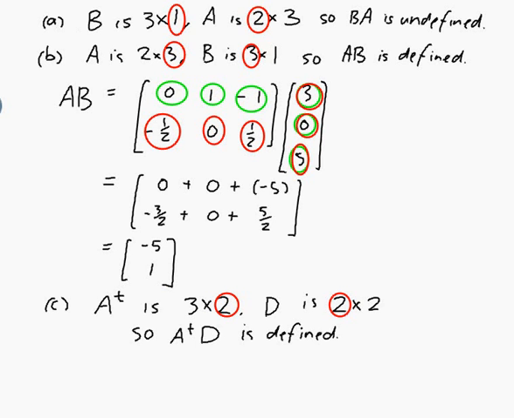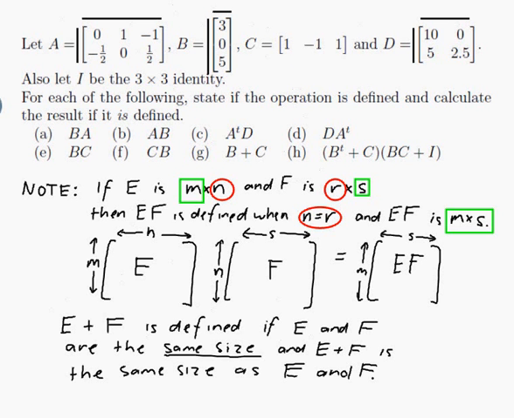Let's go right back to the beginning and have a look. C is 1 by 3. It's a row vector. So C is 1 by 3, and B is 3 by 1. So it still is defined because 3 is the same as 3. The middle ones match. So CB is defined.